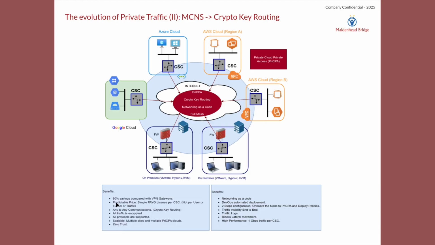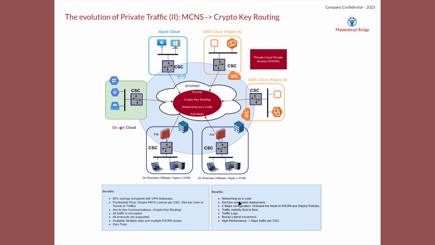Then let's take a look at the benefits here. Well, there are plenty of savings. With the calculation, it's about 80% savings compared with VPN gateways. It's a very predictable price because you pay a license per connector, not per user or tunnel, and you don't need to be worried about how much bandwidth or how many tunnels you are going to create, because the license is flat per connector. Any-to-any communications, full mesh, all traffic is encrypted, all protocols are supported. It's scalable. You can claim multiple PriCPA clouds if you want to do different things. It is zero trust. It's networking as code.